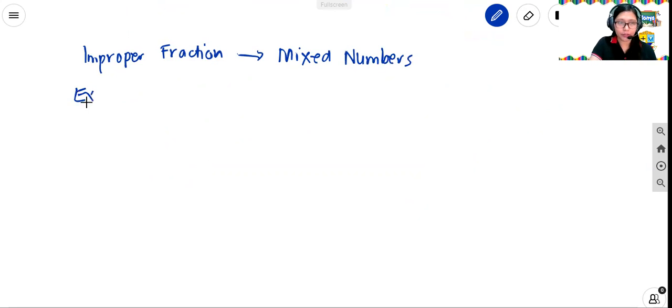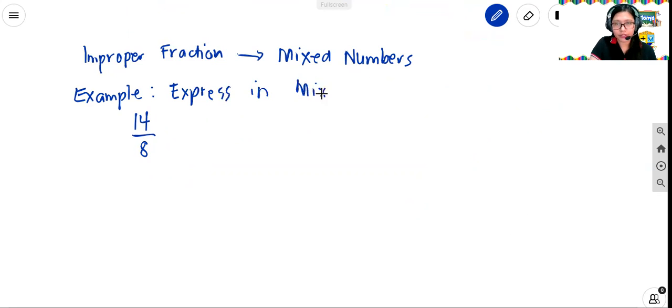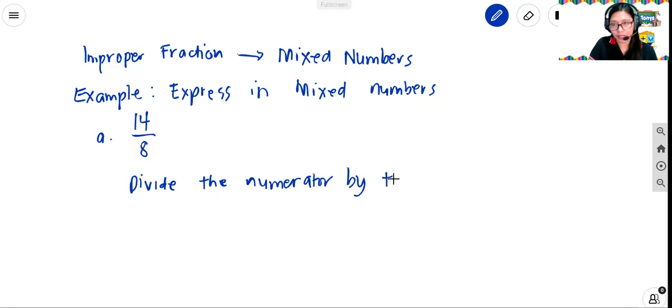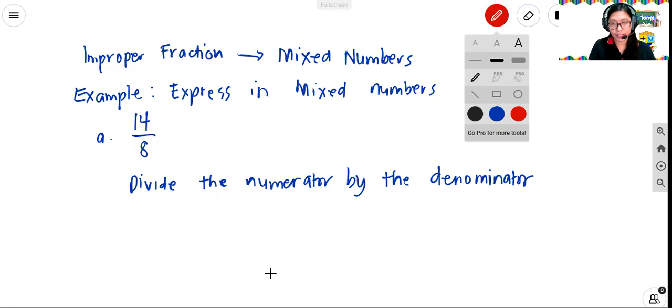Let's have the example 14 over 8. So our direction is to express it in mixed numbers. In order for us to express an improper fraction to a mixed number, the step is to divide the numerator by the denominator. So I'll just use a red pen to indicate our solution.